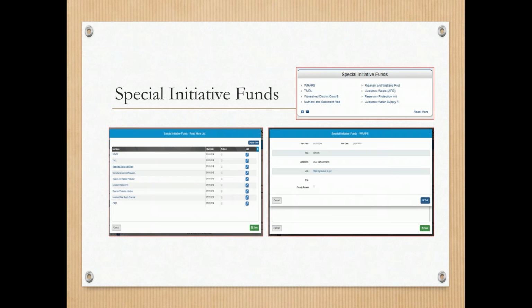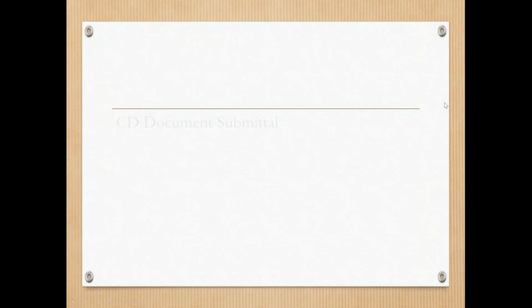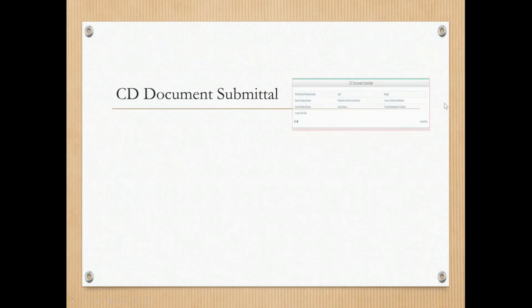This is a huge change from CSIMS 1.0. It's been quite a process, but we're there. Not completely done, but we are getting there. So again, here is the home screen, just so you can look at that again. I went over the calendar, the work list, the message board, cost share tools, and special initiative funds so far. Next I'm going to talk about the CD document submittal, which is what I personally work with quite a bit.